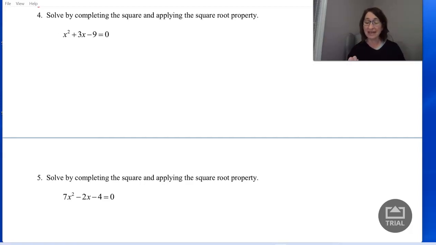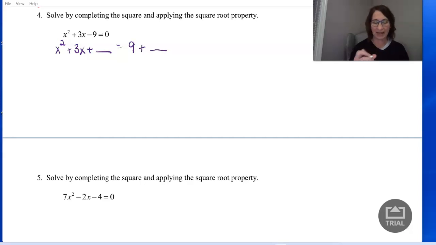We are going to separate my variable terms on the left. My constant goes to the right. So I've got x squared plus 3x plus blank equals 9, because I added 9 to both sides, plus a blank. Now I'm going to figure out what goes into that blank. It's going to be my n. I'm going to try and figure out what I need to create that perfect square trinomial.